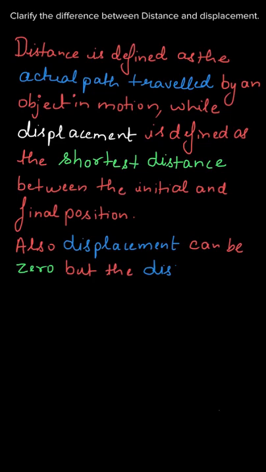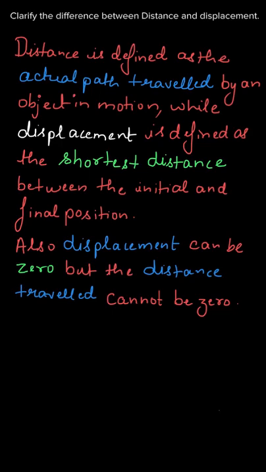But when we are talking about the distance, it can never be zero because it is the length of actual path covered basically. So we can write that the distance cannot be zero. It is nothing but a distance traveled, basically the actual path covered. So it cannot be zero. The distance traveled cannot be zero while displacement can be zero. This is the first difference.